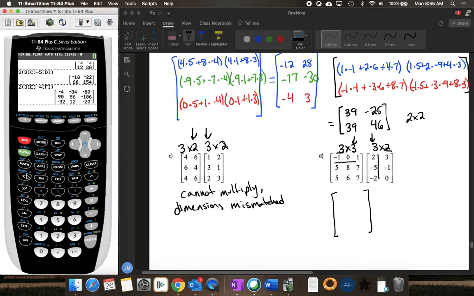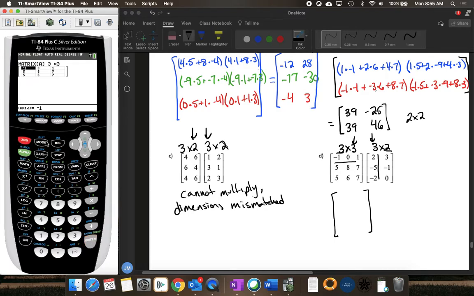So let's go ahead and type these into our matrix menu. I'm just going to type in the first one as matrix A. So matrix A is now a 3 by 3 matrix. And on the first row is -1, 0, and 1. Second row is 5, 8, 7. Third row is 5, 6, 7. And again, we'll just make sure that it all matches up. Very important to make sure that your matrices get typed in correctly.